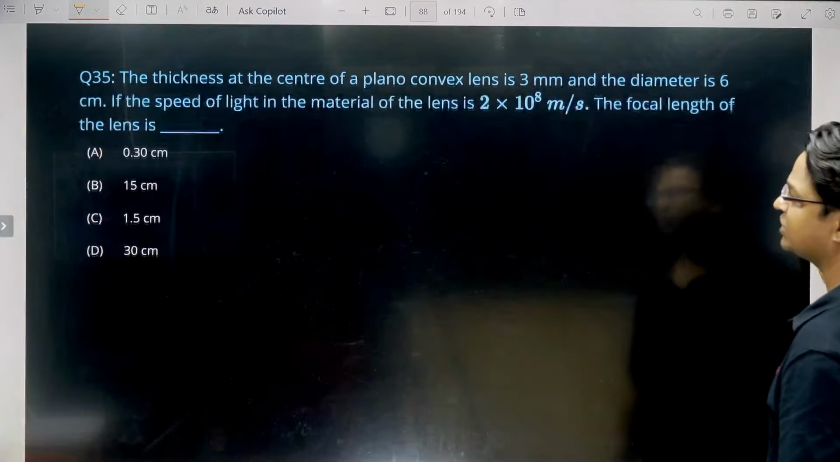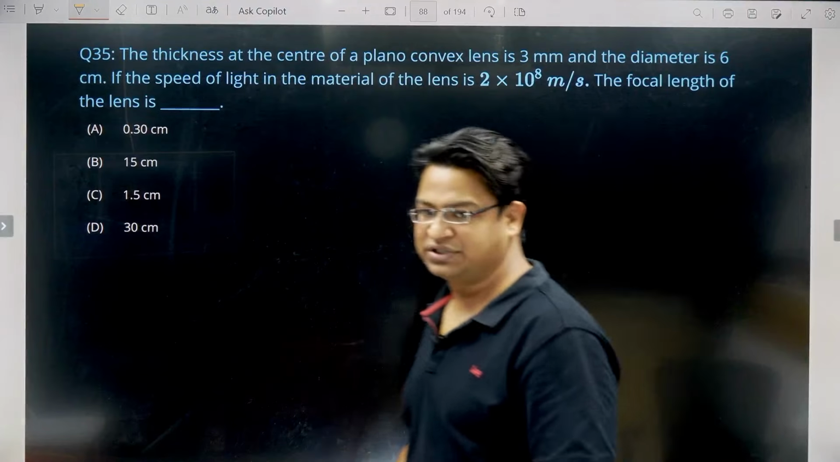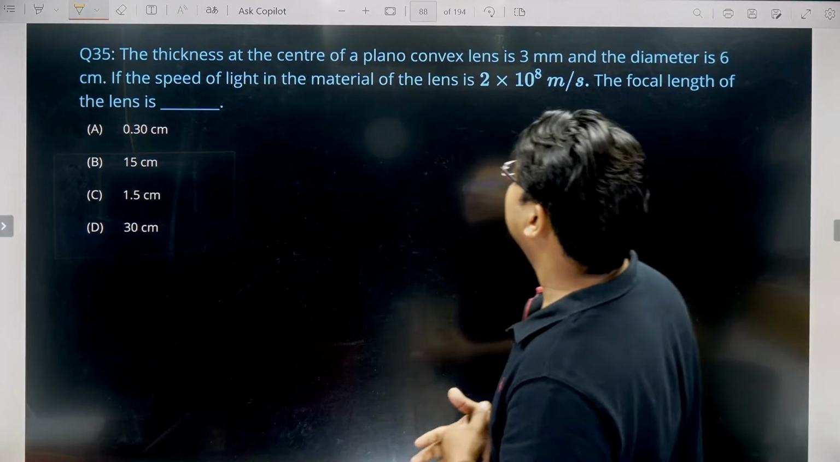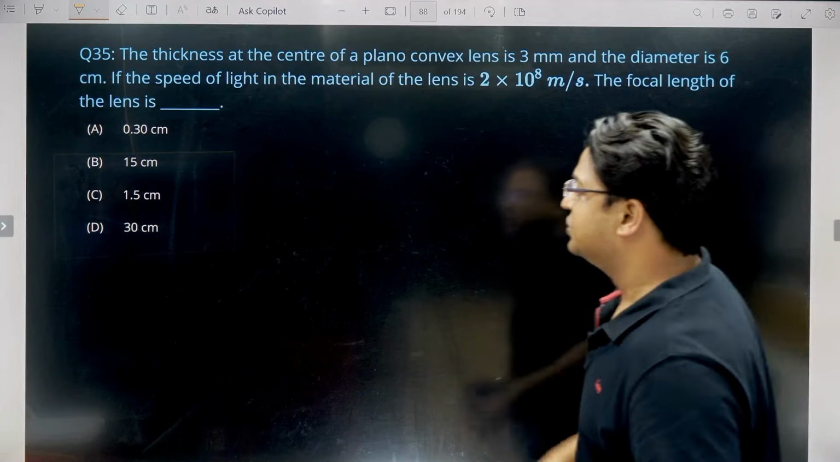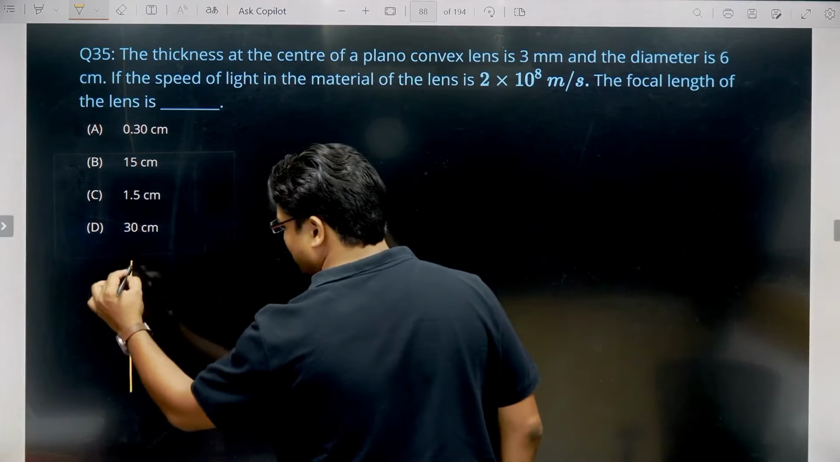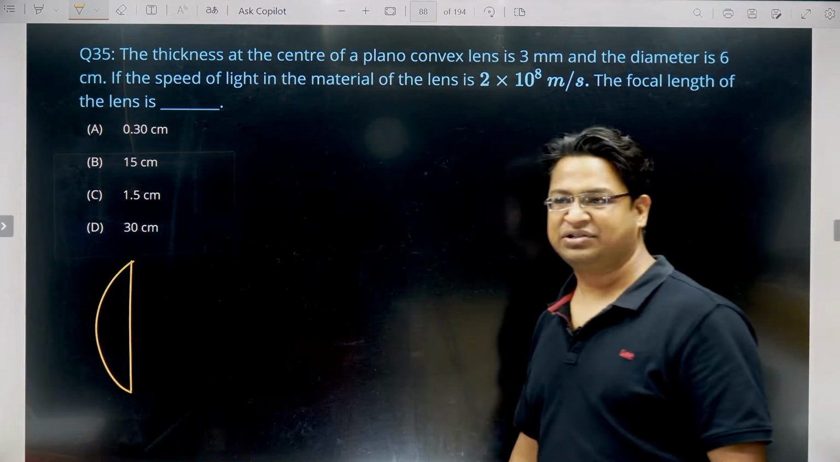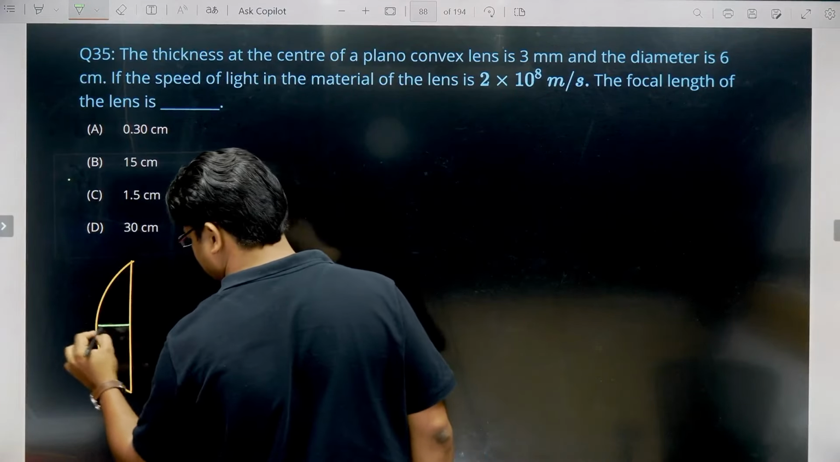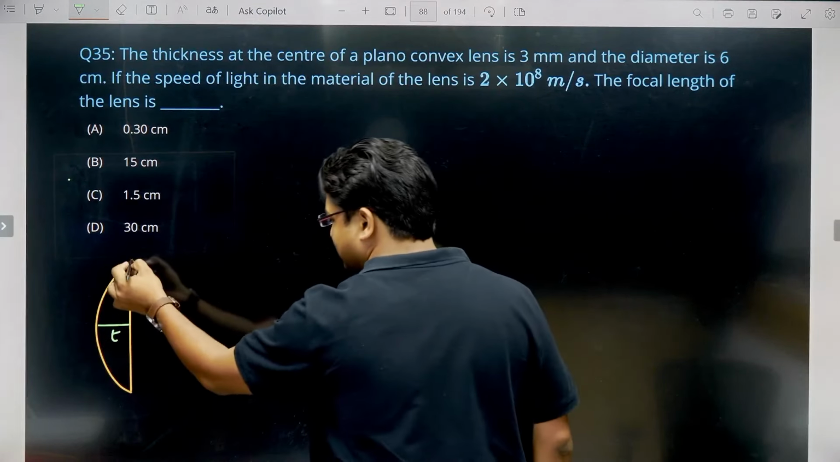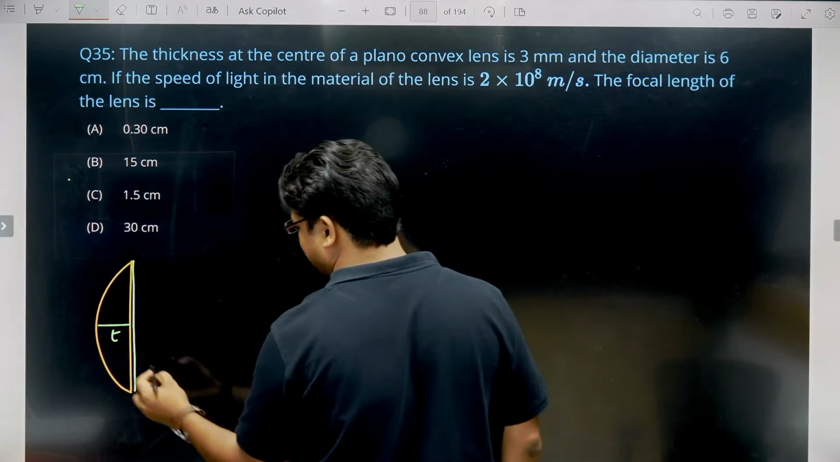Next, we'll go to question number 35. So that happens to be the 10th question of physics section. Let's see how to do this question. The thickness at the center of a plano-convex lens is 3 millimeter and the diameter is 6 centimeter. So guys, we have been given a plano-convex lens, and let's say this is the thickness t, and this is the diameter d that has been given to us.